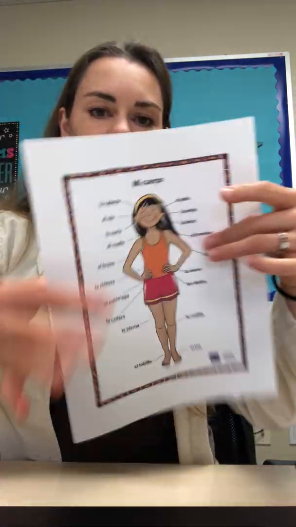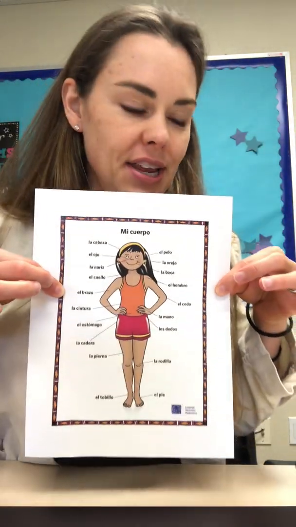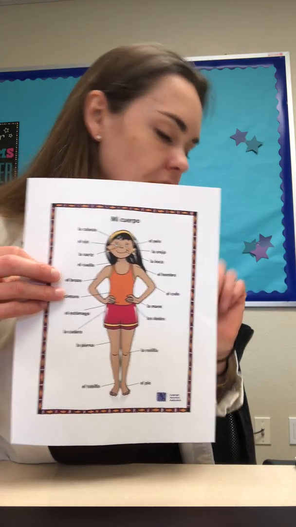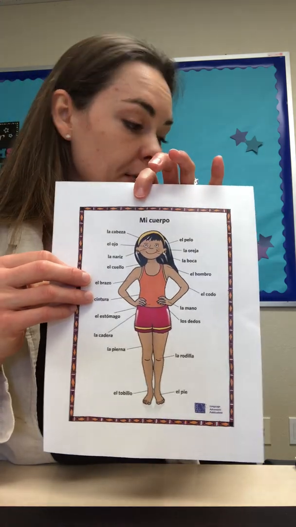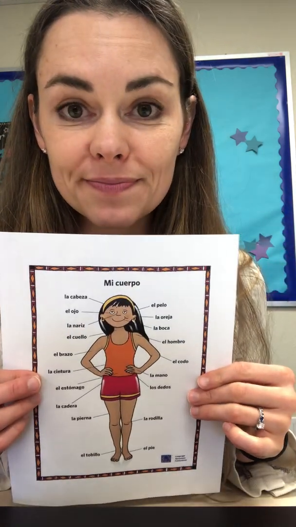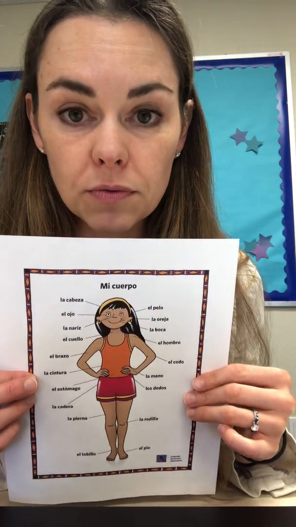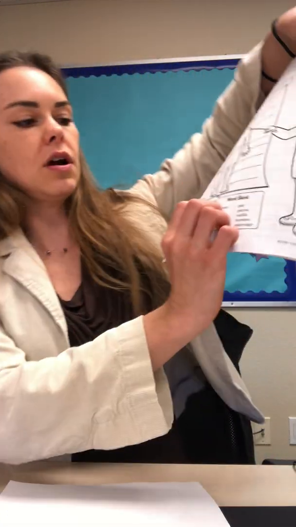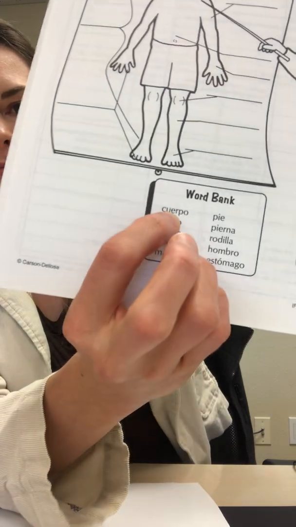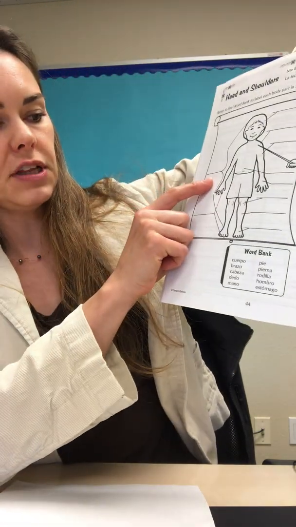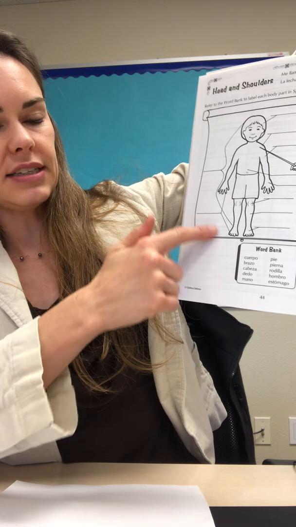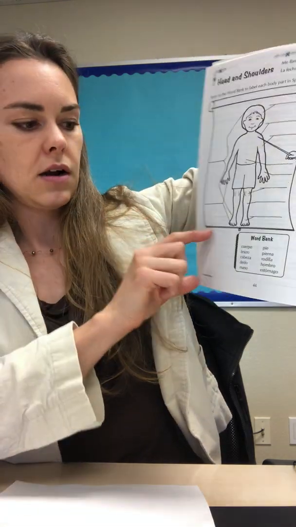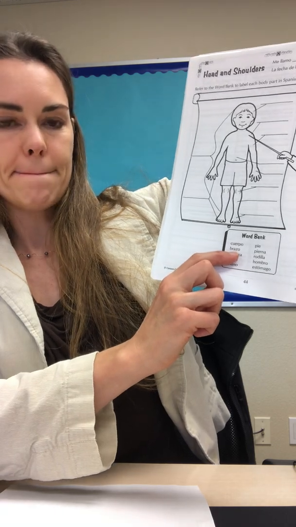So here is my body that I'm going to be using. And the first word that we want to know is cuerpo. So everybody say cuerpo. Cuerpo. Good. And that is the first word on your little list here. Cuerpo. And you can fill it in right here because that's his whole body. Cuerpo means body. All right, the next one is going to be brazo.